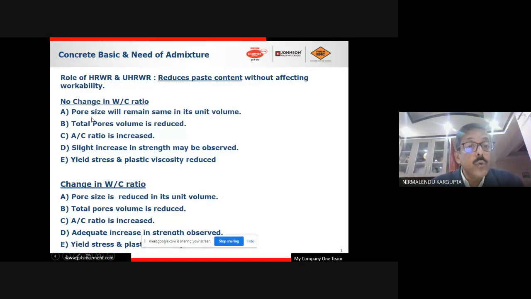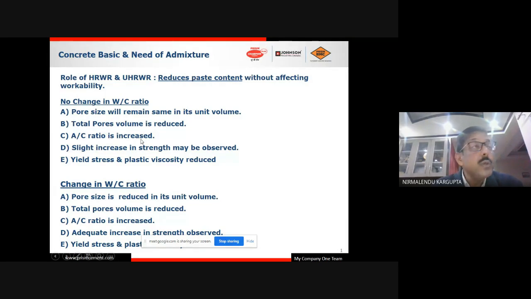These are the two things we did. The first, on the left side, has no change in water cement ratio. As we did not change the water cement ratio, the pore size will remain the same in its unit volume. The diameter of the pore will remain the same because the water cement ratio is the same. Total pore volume is reduced. Why? Paste volume is reduced. Now it is very clear why total pore volume is reduced. Where does the pore exist? In the cement paste. So paste is reduced, so total pore volume is also reduced.